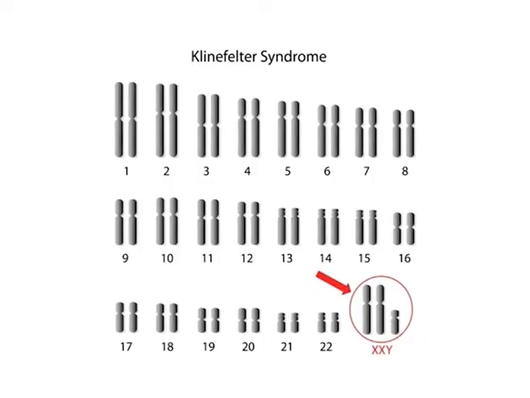We will take these syndromes one by one. The Klinefelter syndrome. Individuals with Klinefelter syndrome have more than one X chromosome. In addition to 44 autosomes, they have an XXY complement, which is why people with this karyotype are designated 47XXY.